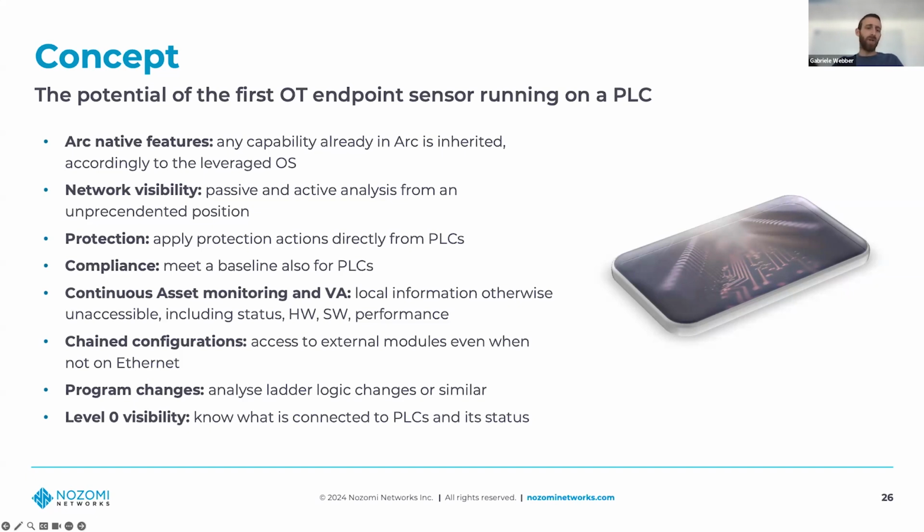Chain configurations, mentioned several times in this presentation, serial communication. Program changes, once again, checking for ladder logic changes from within a PLC, and the level 0 visibility. This wraps up what we see as potential for the technology in general, also applicable to future technologies, future vendors we're going to collaborate with to develop something similar to what we did with Mitsubishi.